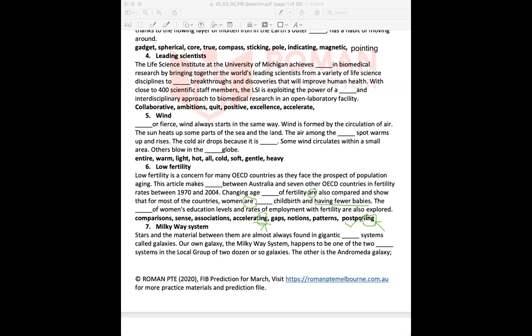Now the last one is, the UB women's education levels and rates of employment with fertility are also explored. The UB women's education levels, what do you think? They are checking women's education level and rates of employment. So what do you think they are trying to do here? One, two, when you are doing two things together and you are comparing, what is that called? And remember, again, it's R, so that means it's a plural word. They're exploring something that is in plural. So the answer is associations, because associations has S at the end, which means you will use R for this. And because you're talking about relationship between two, of course, that is called associations.